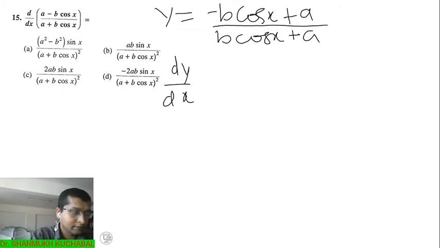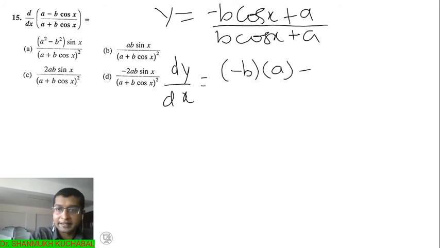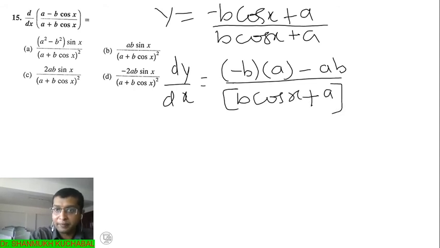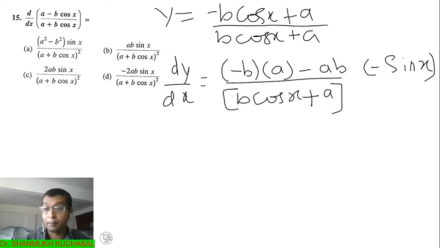dy by dx is minus b into a minus a into b, divided by the denominator square, b cos x plus a, then it is a multiplied by f dash of x. f of x is the cos x function. Cos x differentiation is minus sin x, so minus ab minus 2ab, okay, into minus sin x.